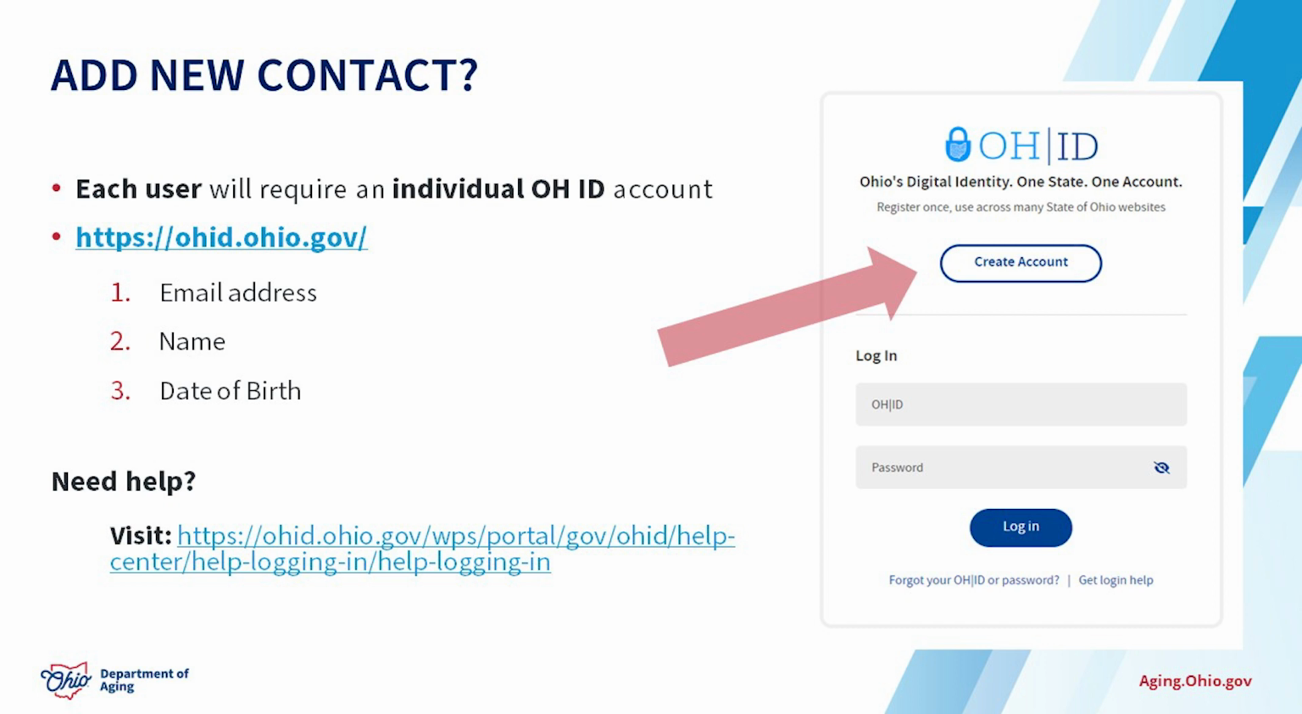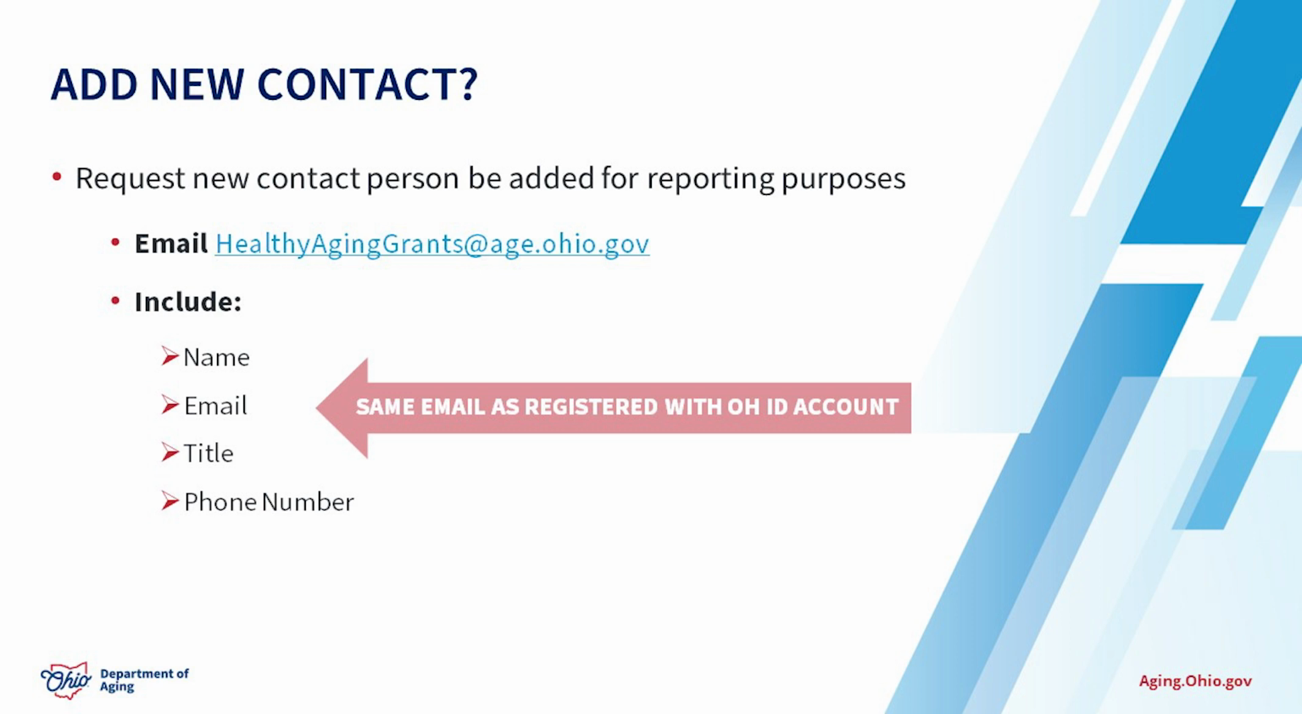Once you have ensured your contact has an OHID, you then can submit a formal request to ODA to have a new contact added to your application and your activity reports. To do so, please email healthyaginggrants@age.ohio.gov. In that email, please provide the contact's name, their email address, their working title, and their phone number. The email address that you provide must be the same email address that they registered with their OHID account.